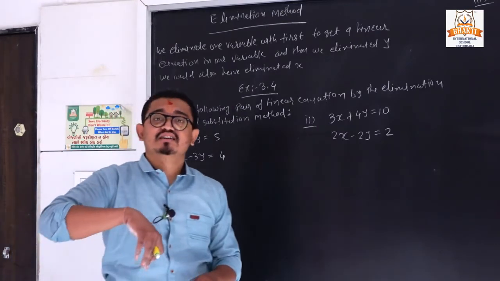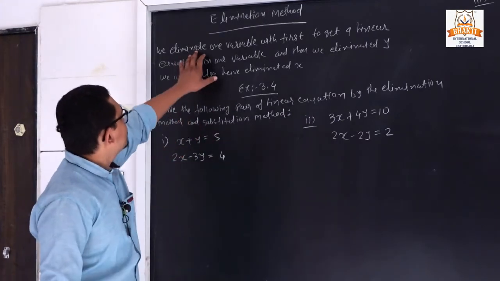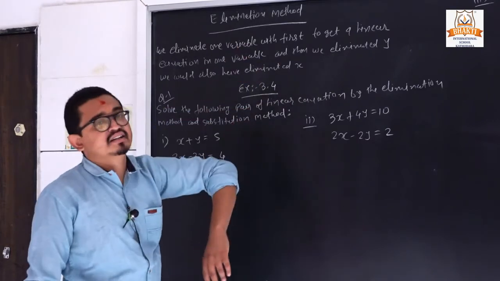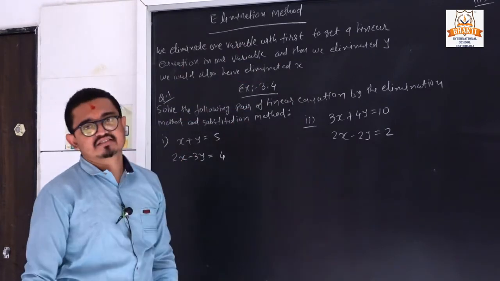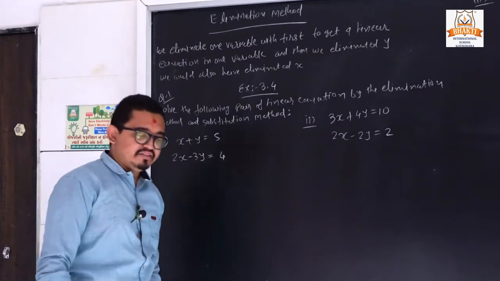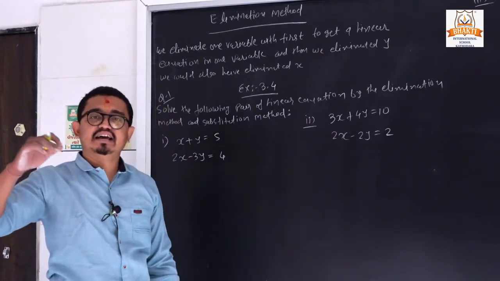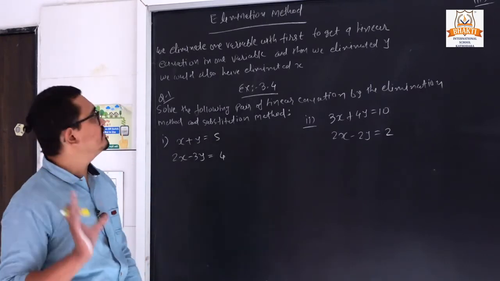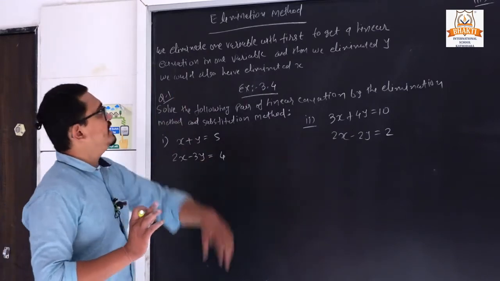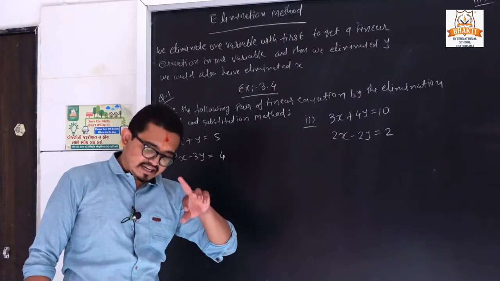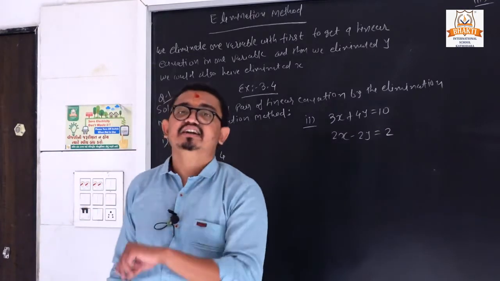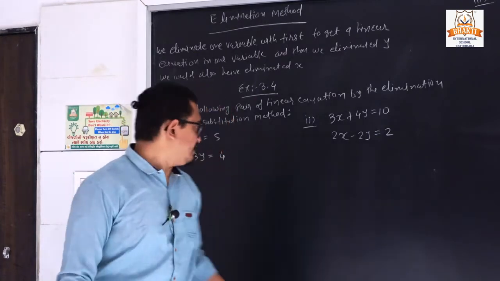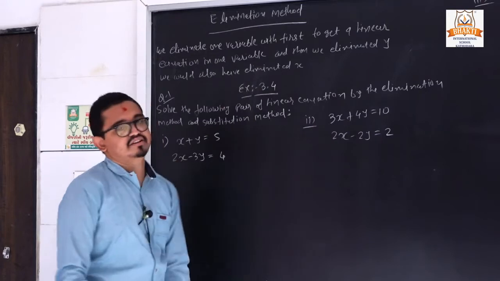So what is the elimination method? First of all, we eliminate one variable from both equations and get a linear equation with one variable. That means we can eliminate x or y from both equations, and then we have one simple equation with one variable. Then we can eliminate the other. So we eliminate x and y one by one and find the values of x and y. For that we are taking an example from exercise 3.1, question 1.